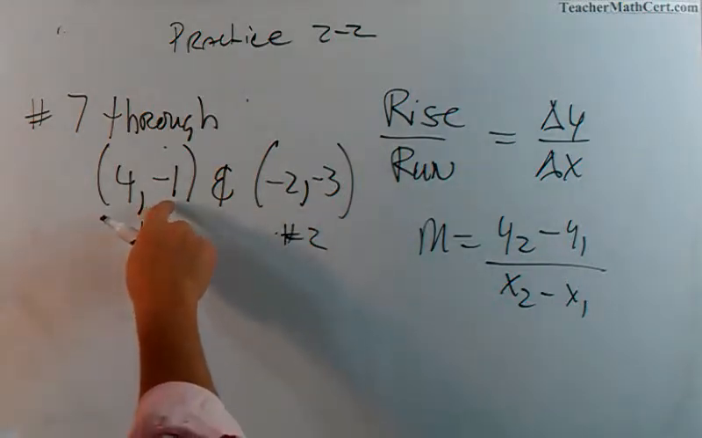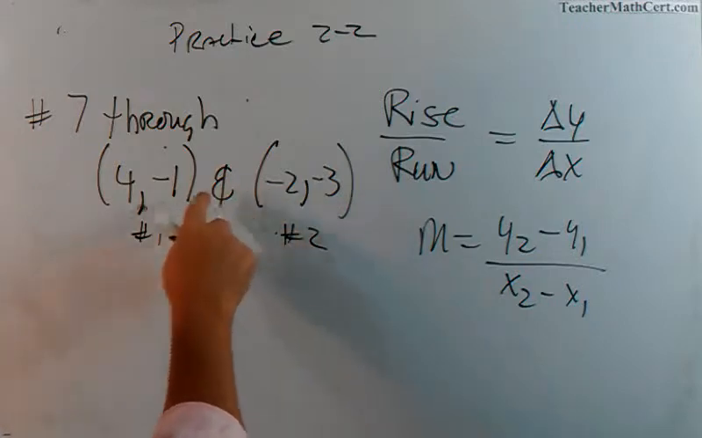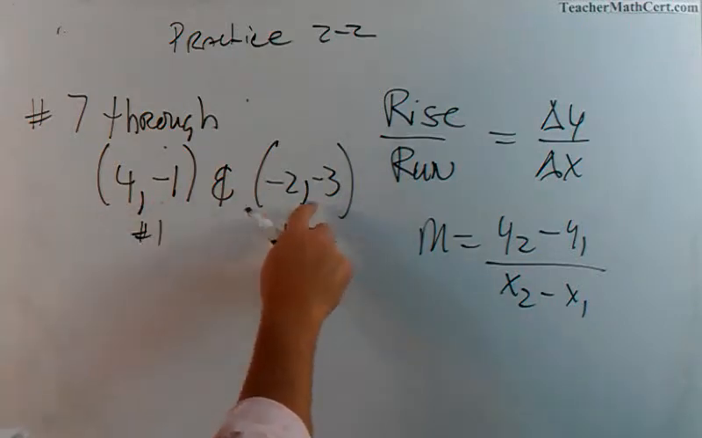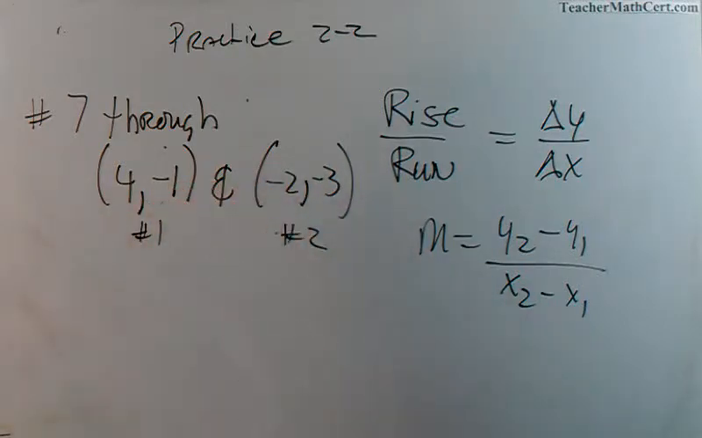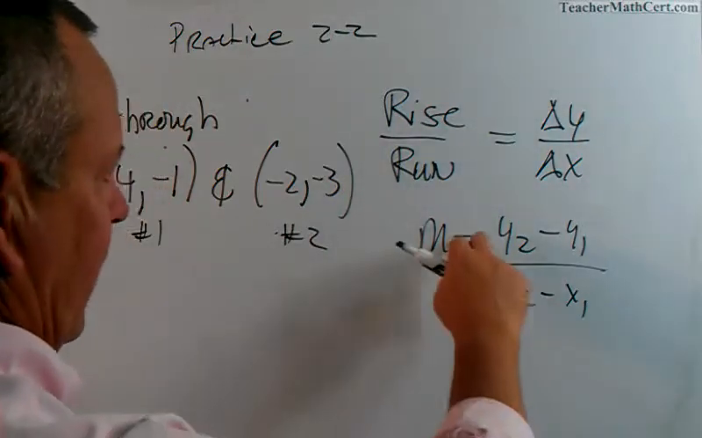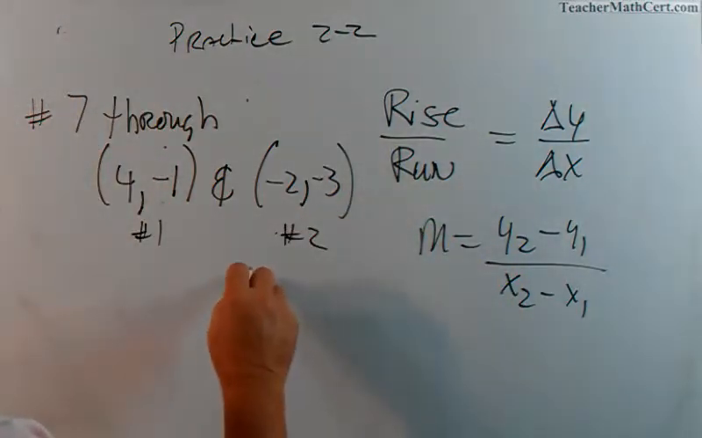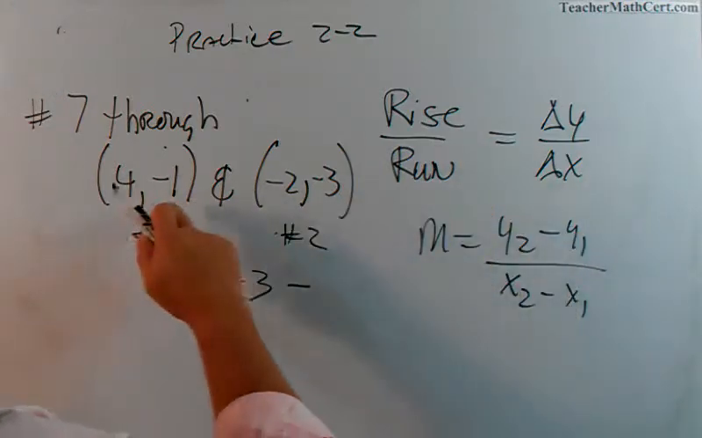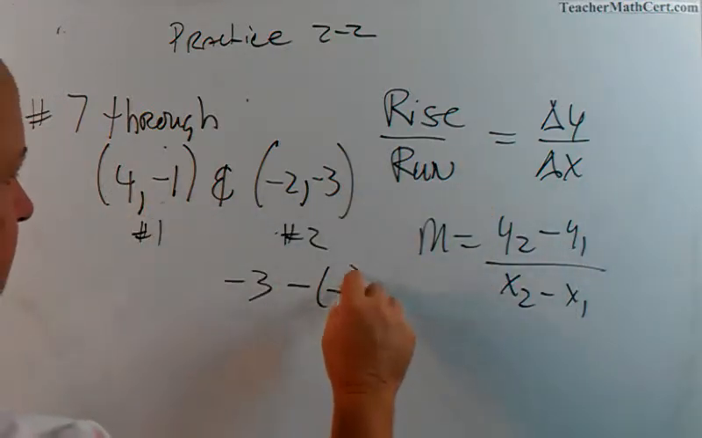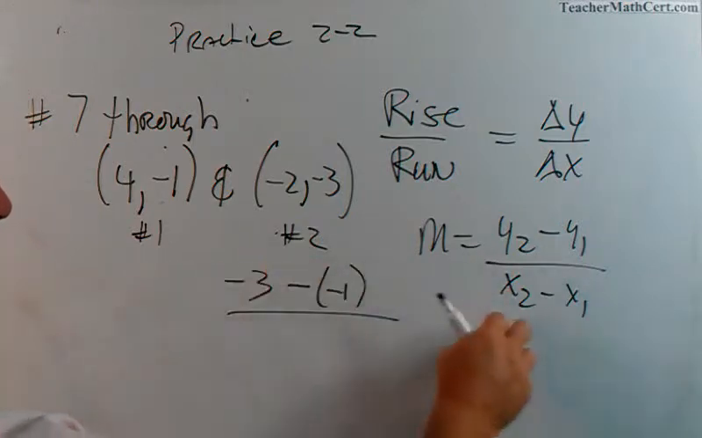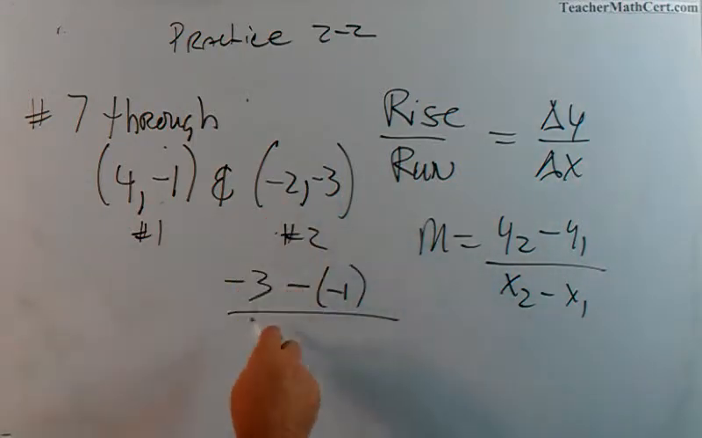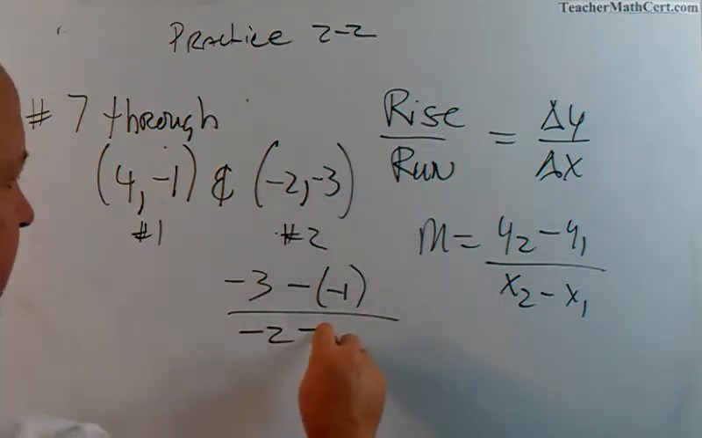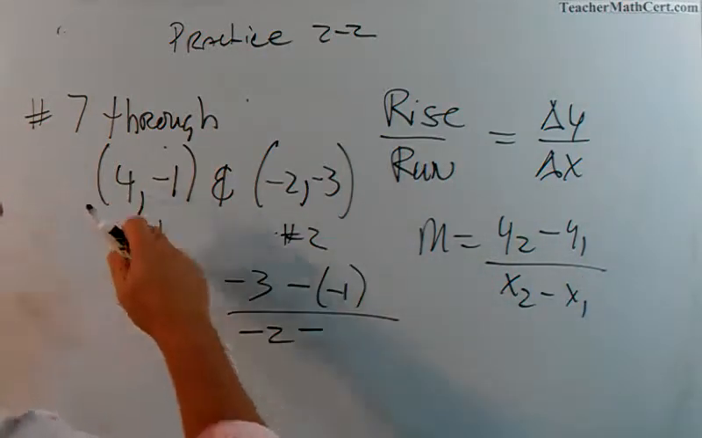The reason you have to do that is you've got to pull the points from the same pair. You can't use this y and this x, or this x and this y. They've got to be paired together. You follow what I'm saying? Okay. So y sub 2 is going to be minus 3 minus y sub 1, which is going to be a minus 1. X sub 2 is going to be minus 2 minus x sub 1, which is going to be 4.